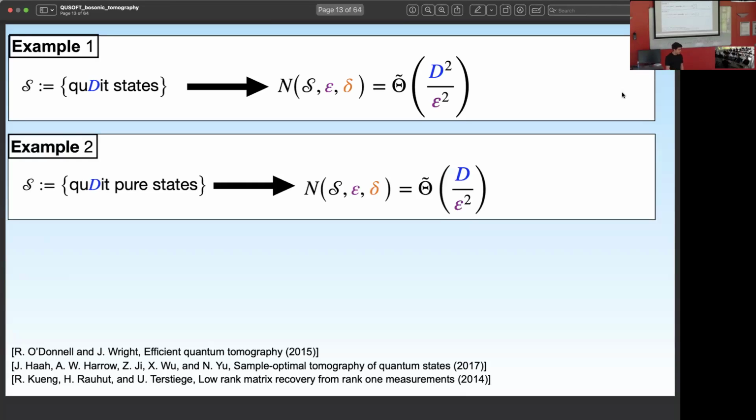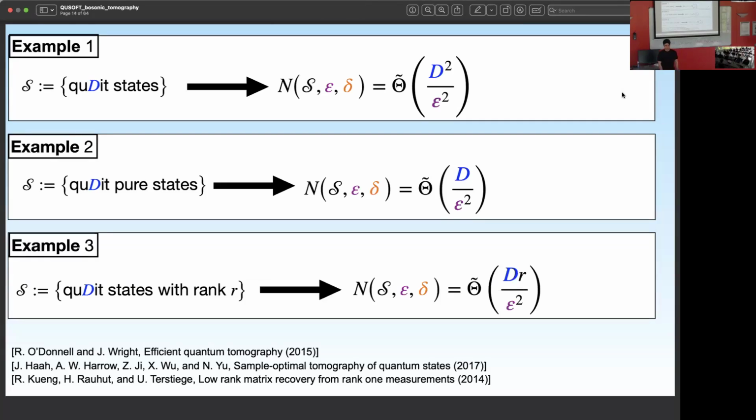Okay, then if you have more prior information on your state, for example, if you say that your state is pure, the sample complexity goes from d squared to d. Now let's give another example. If you know that your state is a qudit state with rank at most r, the sample complexity is d times r. So in this case it interpolates examples 1 and 2.